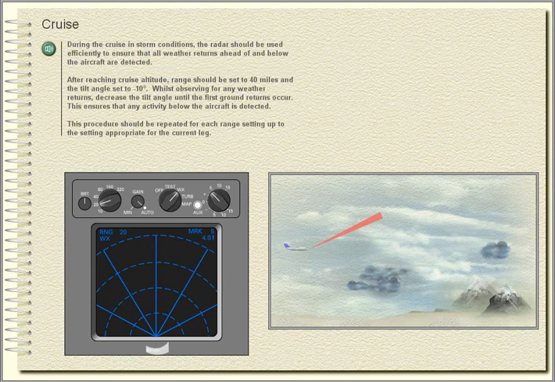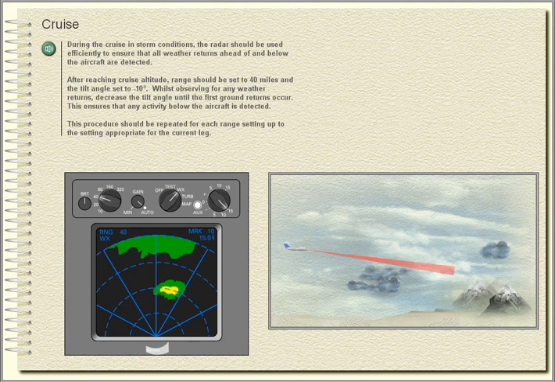Cruise. During the cruise in storm conditions, the radar should be used efficiently to ensure that all weather returns ahead of and below the aircraft are detected. After reaching cruise altitude, range should be set to 40 miles and the tilt angle set to minus 10 degrees.